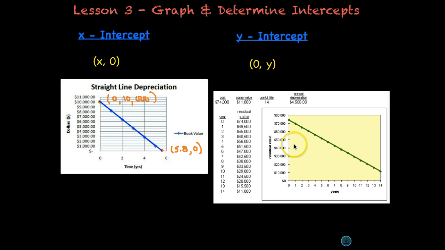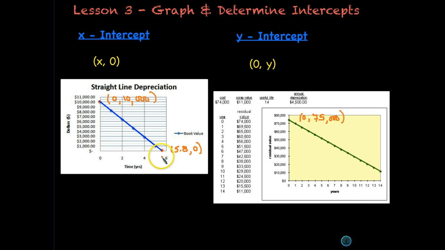Okay, now if we look at this graph here, we do have a y-intercept, and it looks like it's about 0, 75,000. But do we have an x-intercept in this graph? And if you'll notice, we don't. It looks like instead we have a salvage value of about 10,000 and a useful life of 14.